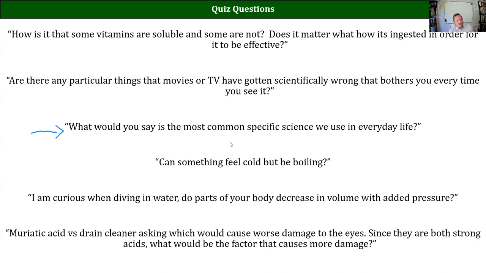Undeniably the most common science that we use in everyday life is physics. Because when you think about the actual calculations that your brain is going through unconsciously just to do something as simple as throw a ball and hit a target, you're taking into account wind resistance, the density of the ball, how far away it is, and the shape of the parabola. It doesn't feel like it. You're not doing it consciously necessarily, but your body is doing that on its own.